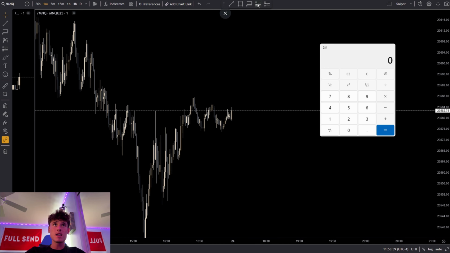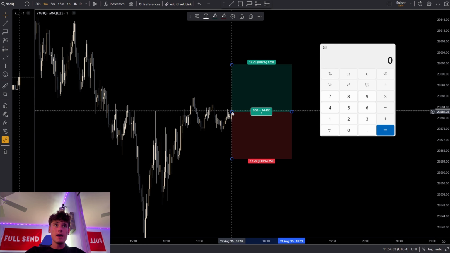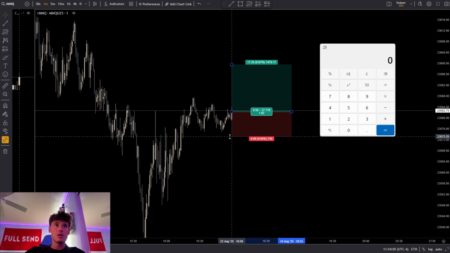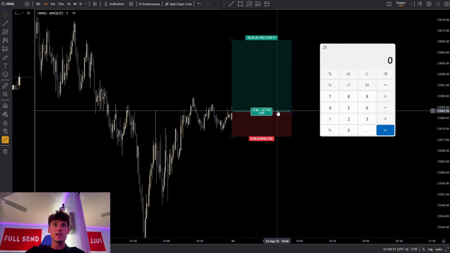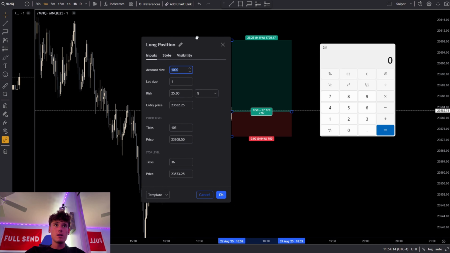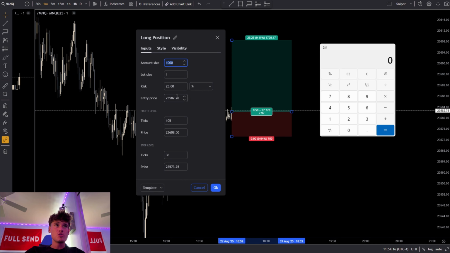For the first step, say you want to take a long position on MNQ, and we're going to take our stop loss right below these previous lows. Take profit's going to go right up to the top. So we take our long tool. Let's double click on it. Now we can see our entry point.